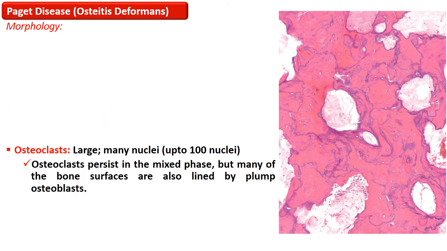The morphology of the osteoclast we have discussed many times earlier. They are large and have up to hundreds of nuclei. And these osteoclasts persist in the mixed phase, but many of the bone surfaces also have these plump osteoblasts.